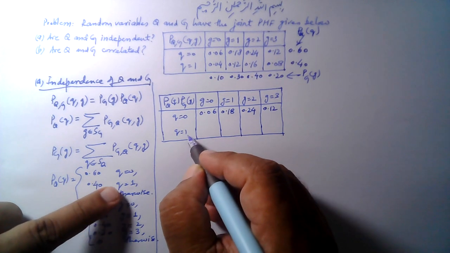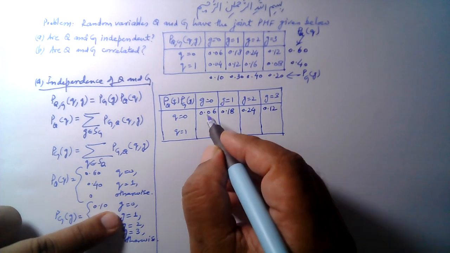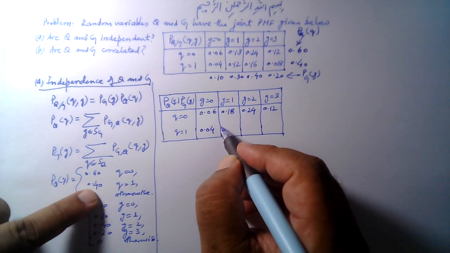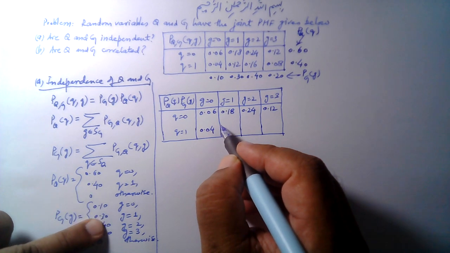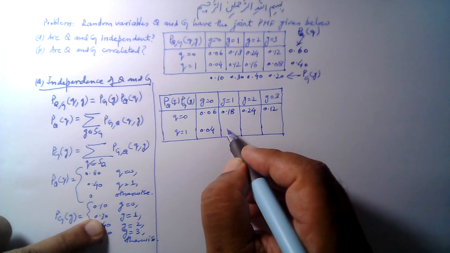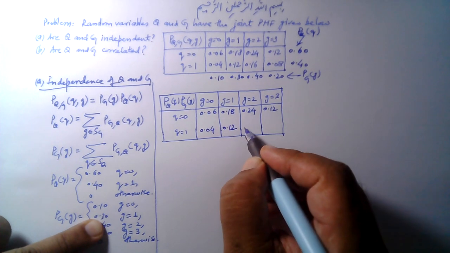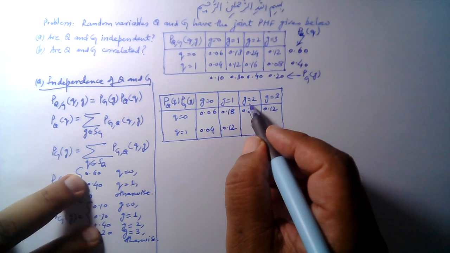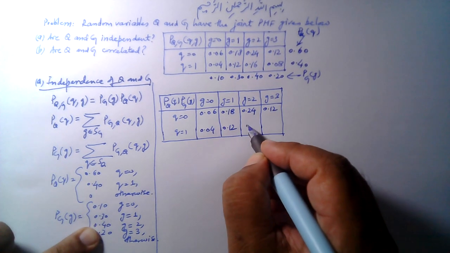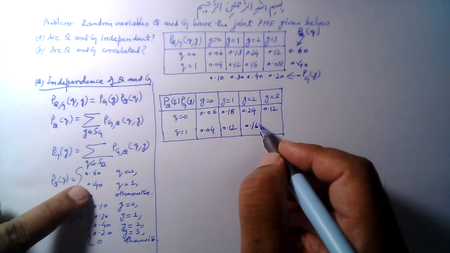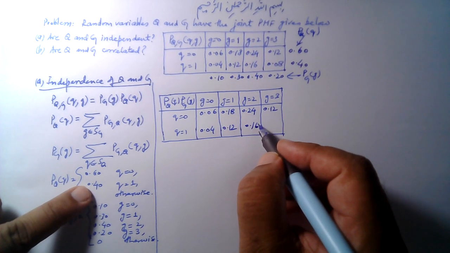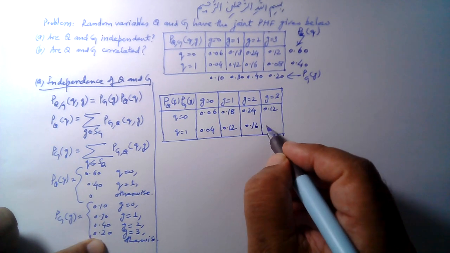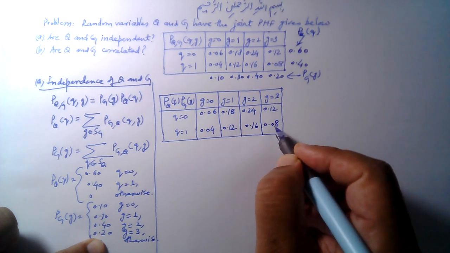Likewise, for Q is equal to 1 now, we have 0.40, and corresponding to G is equal to 0, we have 0.10, this is 0.04. And Q is equal to 1, 0.40 multiplied by G is equal to 1, 0.30, this is 0.12. For Q is equal to 1 and G is equal to 2, we have these probability pairs 0.40 and 0.40, this is 0.16, and for Q is equal to 1 and G is equal to 3, we have this probability pair 0.4 multiplied by 0.20, this is 0.08.